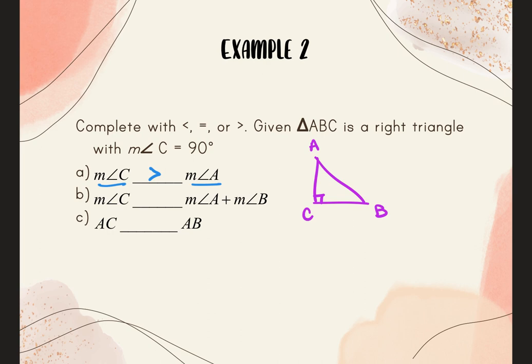Angle C would have blank to A and B. C would equal 90, and A and B have to add up to 90, so these are going to be equal. And AC has what relationship to AB? Since AB is opposite the largest angle, AB has to be bigger than AC, so AC is smaller than AB.